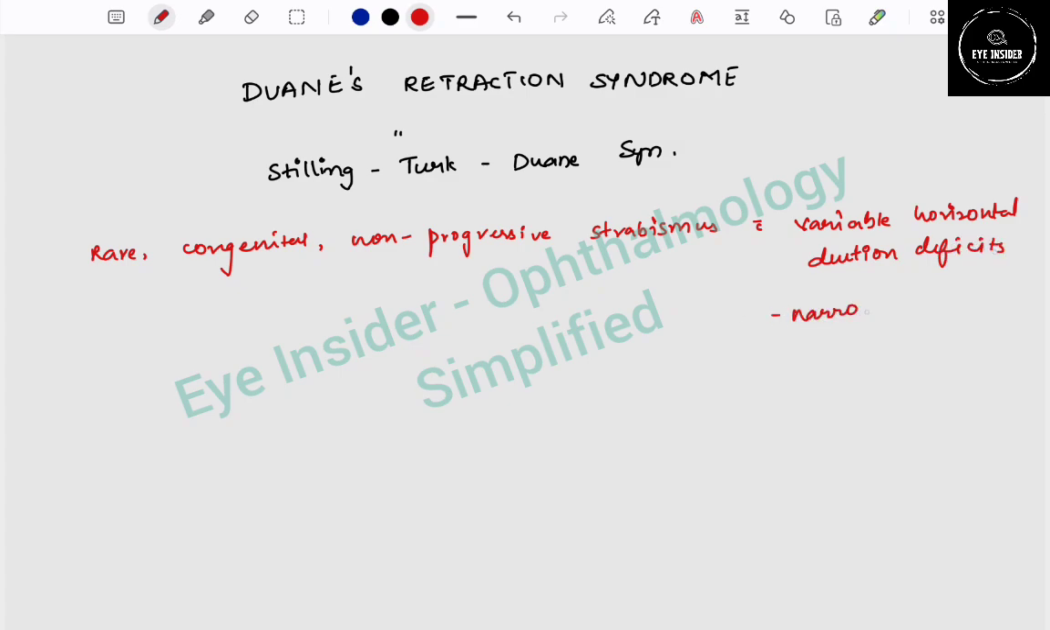So Duane Retraction Syndrome, also called Stilling-Turk-Duane Syndrome, is a rare congenital non-progressive strabismus with variable horizontal adduction deficits. It is associated with narrowing of palpebral fissures and globe retraction.